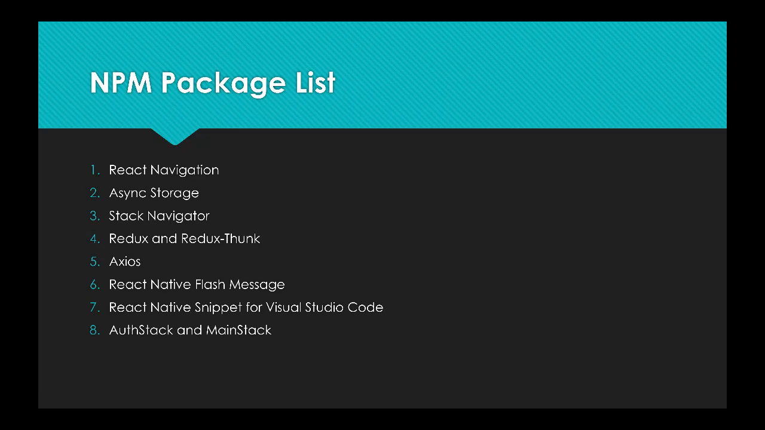And then React Native Snippet for Visual Studio Code. This will be helpful for creating components very easily. If you want a functional component to be written, you type a command and they'll give you a template, and you get the code immediately, so you don't need to type the code completely in the editor. So React Native Snippet will be very useful for us. And then AuthStack and MainStack, we are going to see the purpose of the AuthStack and MainStack inside the application. This is part of the stack navigator.